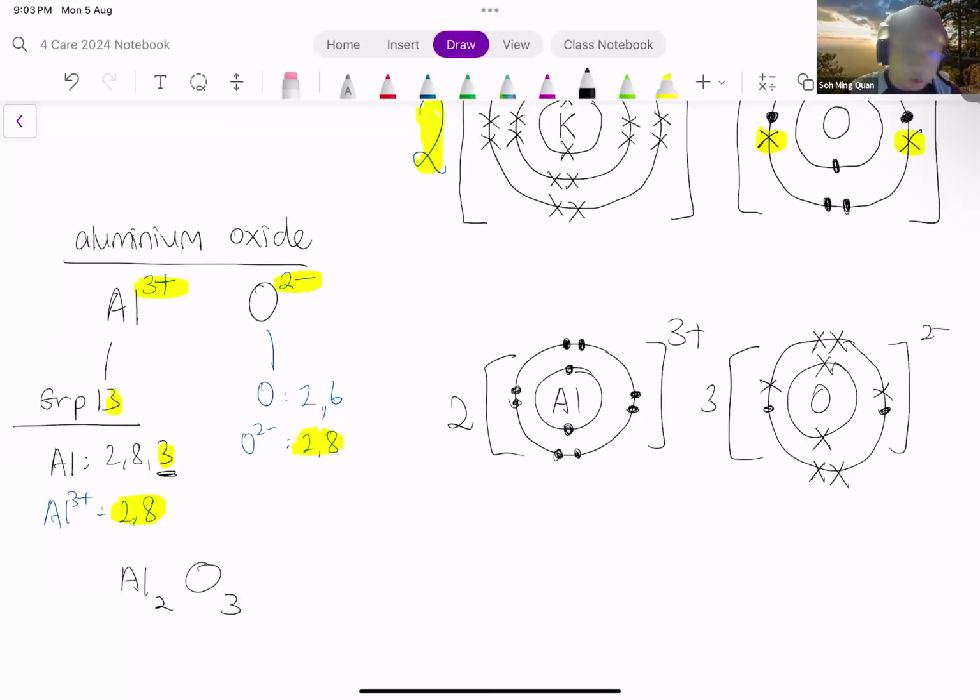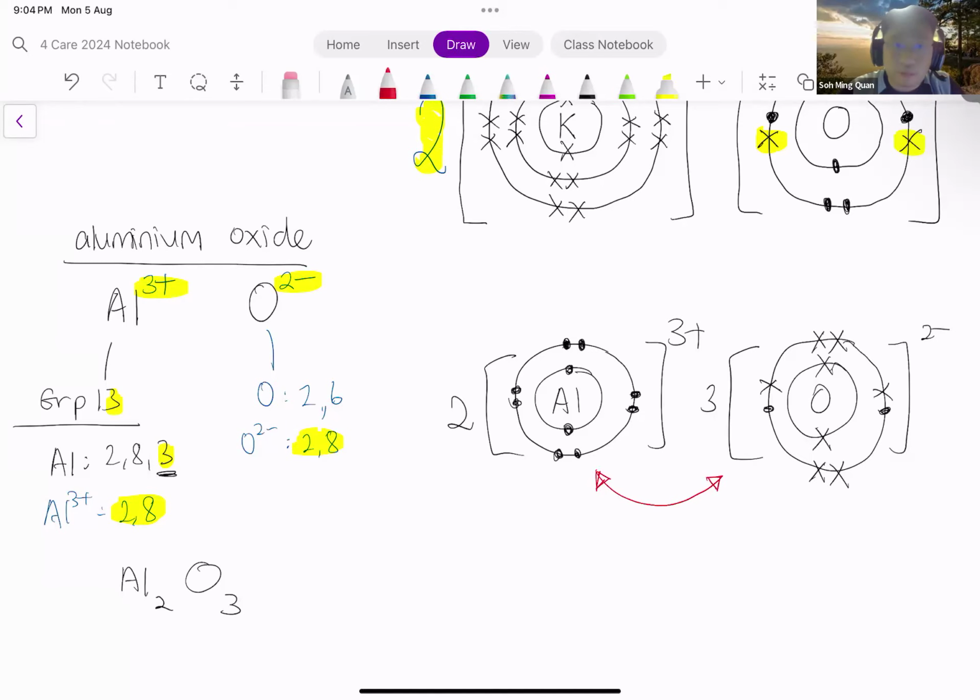Now, unless the question specifies, you should always draw all the electrons present in the ion. Meaning, please don't just draw the outermost shell, ensure you also draw the inner shell. Because if the question doesn't specify, you should draw all. All right? Now, since we are on this topic, let's look at what keeps these ions together.